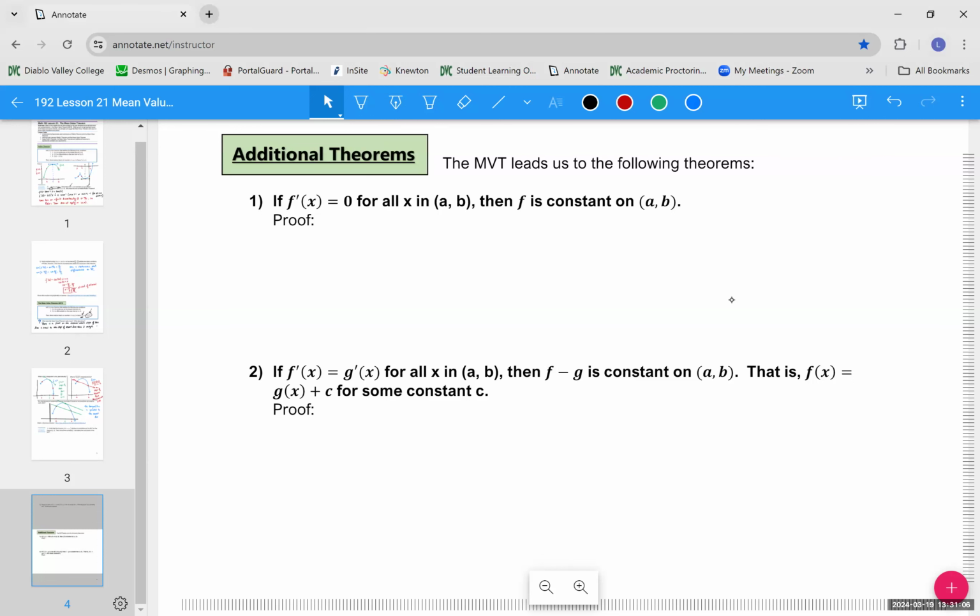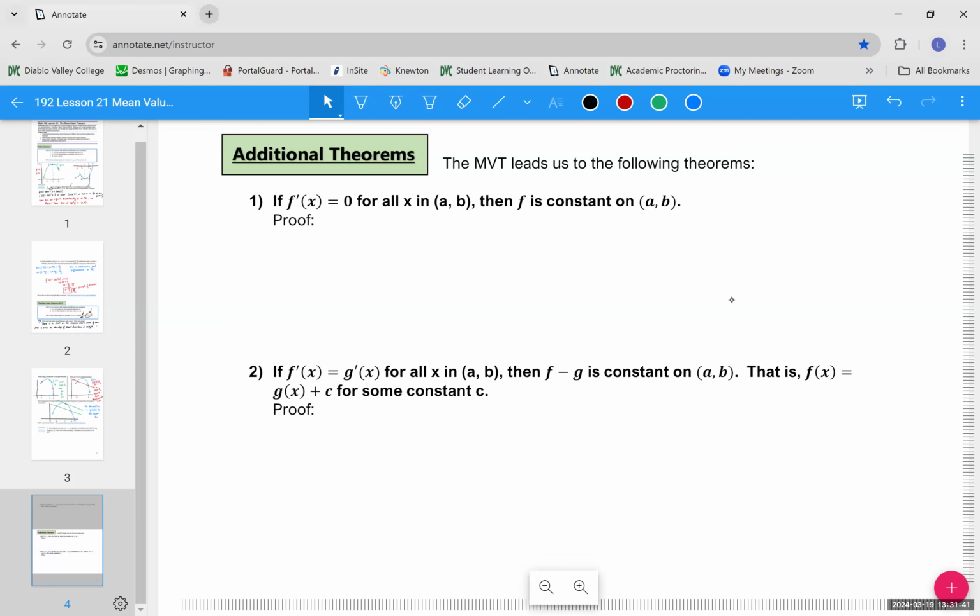If f prime of x equals 0 for all x in some interval a to b, then f is constant on that interval from a to b. We drew this conclusion already, but we didn't actually prove it beyond just saying, yeah, that makes sense, because if it's 0, then it's like you're taking the derivative of a constant. It's just a number. And so if it's equal to 0 for all of those x values, it's always going to be equal to that number, but it wasn't really much of a proof.